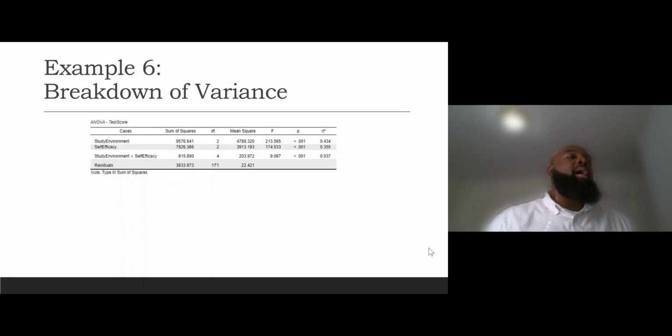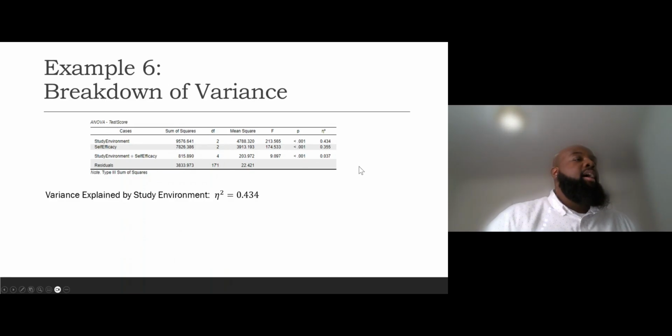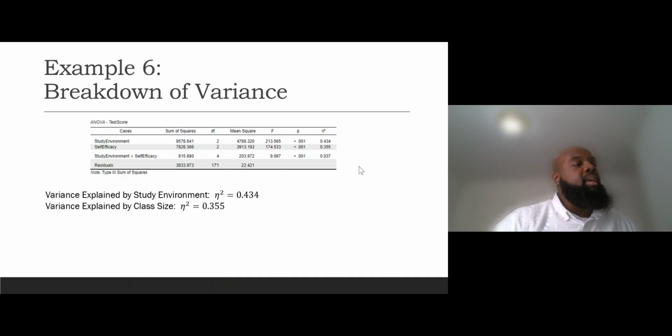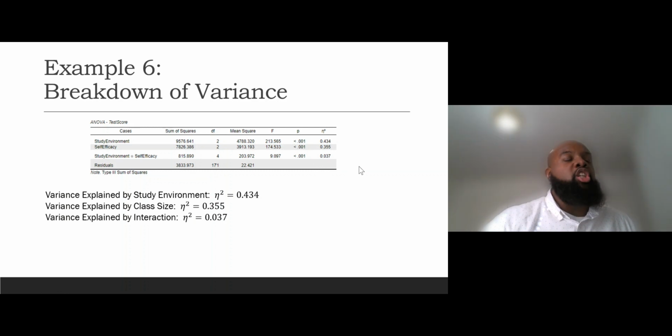I can explain my variance by looking at my eta squared, right? So 0.434 is the proportion of variance explained by study environment. 0.355 is the proportion of variance that's explained by class size. And then my interaction term explains about 0.037, that proportion.